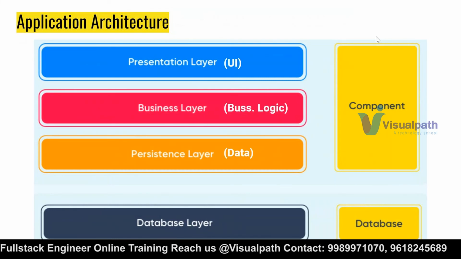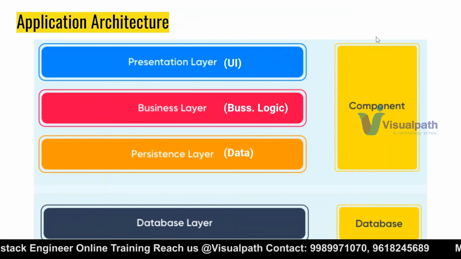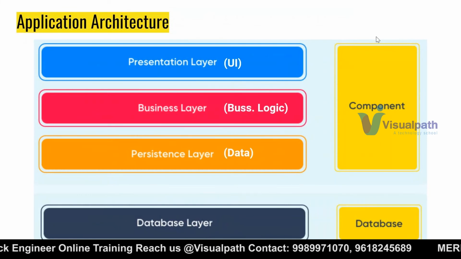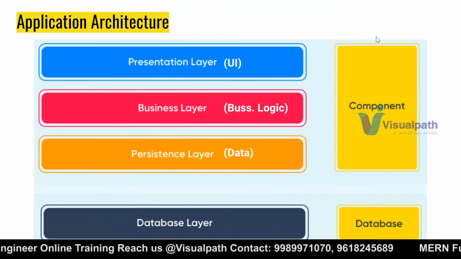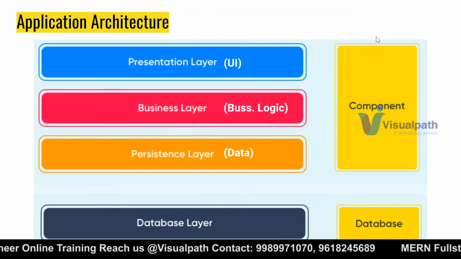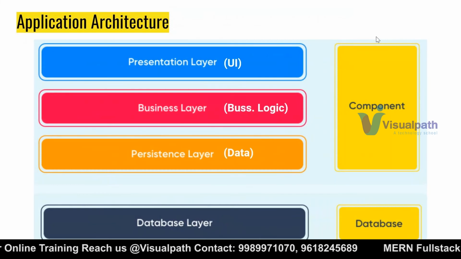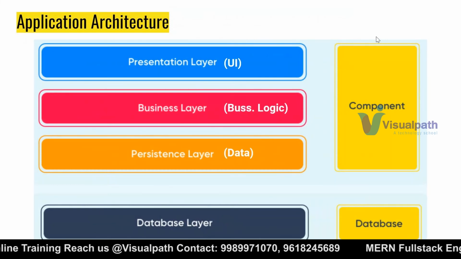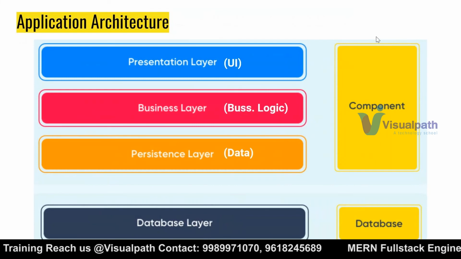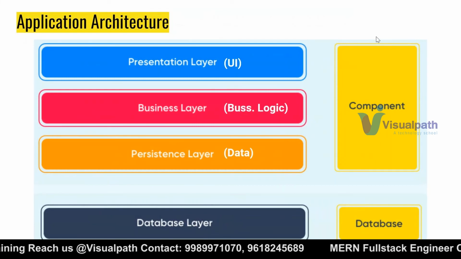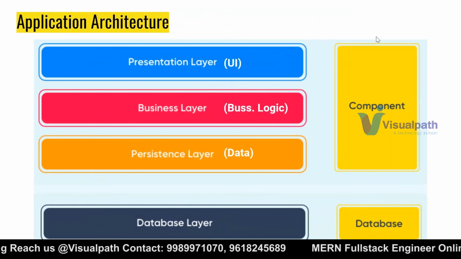It can be deployed on a separate server as well for scaling purposes. Especially the business layer and persistent layer will be on one server, the presentation layer on another server, and the database on another server. Within the same GCP or AWS, you can keep these servers deployed on multiple instances.